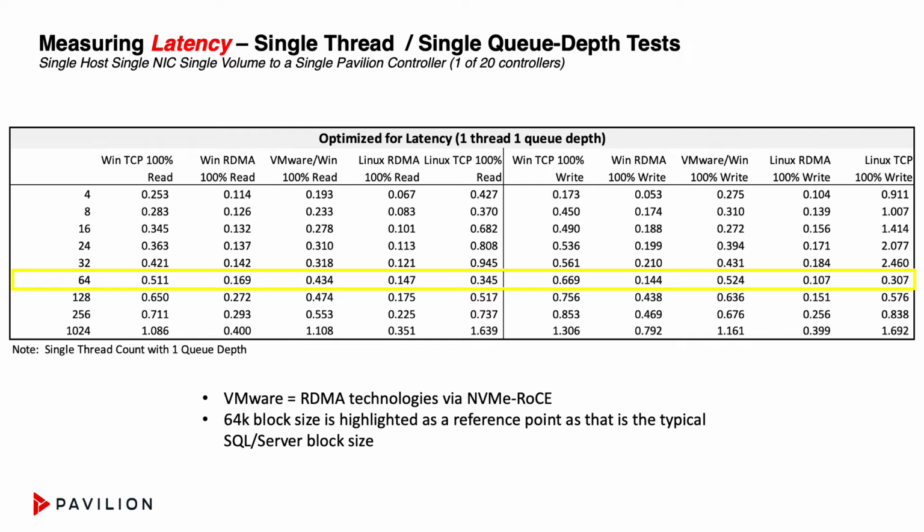The first 5 columns are 100% read. The next columns are 100% write. We've highlighted the 64K block size as it is the key block size for measurement of SQL Server. And you will see in those performance characteristics, all of those are sub-millisecond response time. In fact, sub-milliseconds, measured in 500 microseconds and below in almost every single case. I'll pause for a bit so you can look at this table and digest.